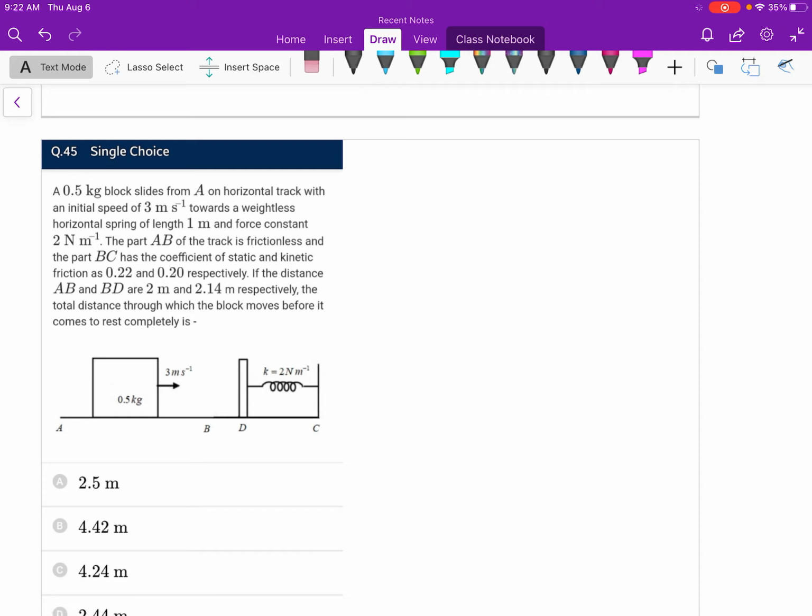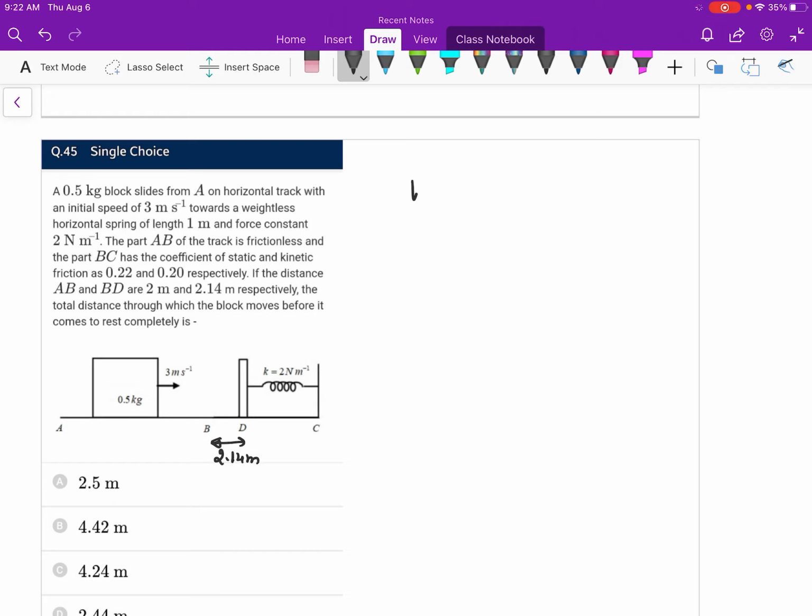A 0.5 kg block slides from A on a horizontal track with an initial speed towards a weightless horizontal spring. Part AB of the track is frictionless. Part BC has coefficient of static and kinetic friction given. So in part BC, if the distances AB and BD are 2 meter and 2.14 meter, let's first calculate what is the speed at D.